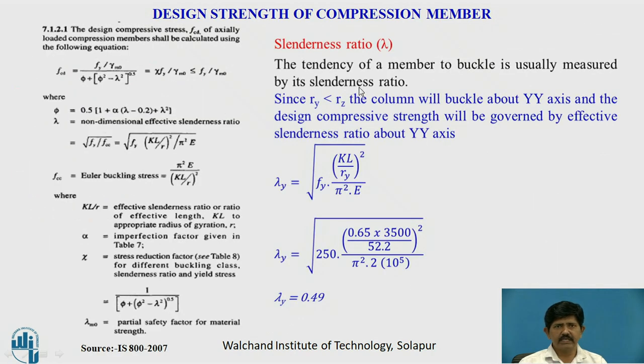Now to find out the slenderness ratio: the tendency of the member to buckle is usually measured by its slenderness ratio.